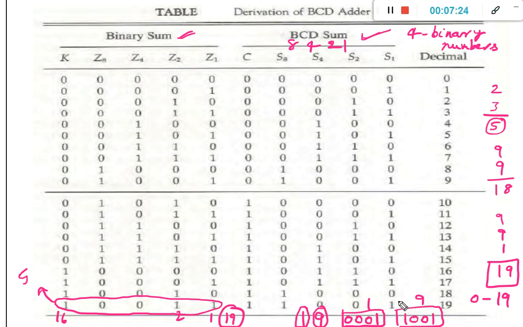However, here we need to be very careful. For example, assume I am adding 9 plus 1 in BCD representation. 9 is represented as 1001. 1 is represented as 0001. Then 1010. So I have got the 10 value.